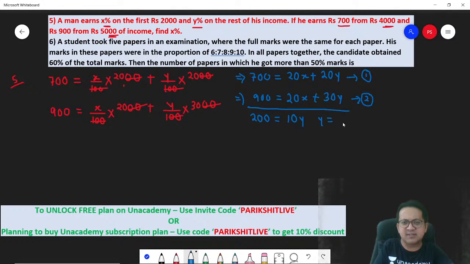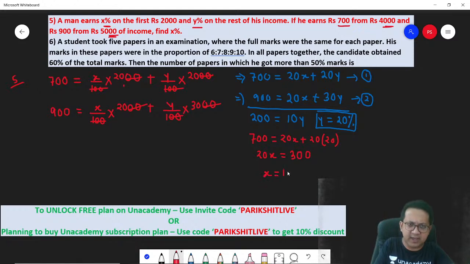So can I say y is equal to 20%? Remember, y is a percentage. Y is 20%. They are asking you to find X%. So you can substitute the value of Y in equation 1 or 2, anywhere you want. So 700 is equal to 20x plus 20 into Y. Y is 20, so 20x is equal to 700 minus 400, which is 300, so X is equal to 15. X is equal to 15%, and that's your answer.